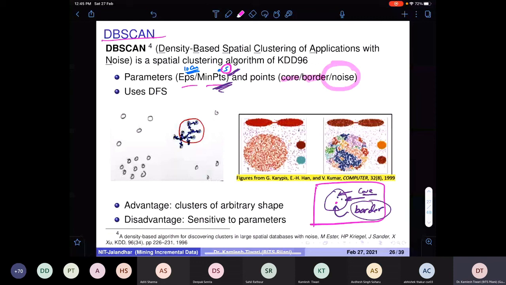So the DBSCAN algorithm does not provide any kind of clustering for the points which are noise. For the noise points, it actually neglects them.